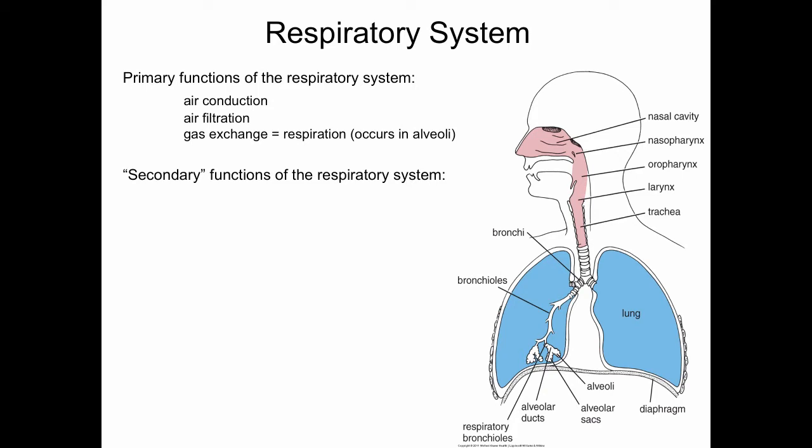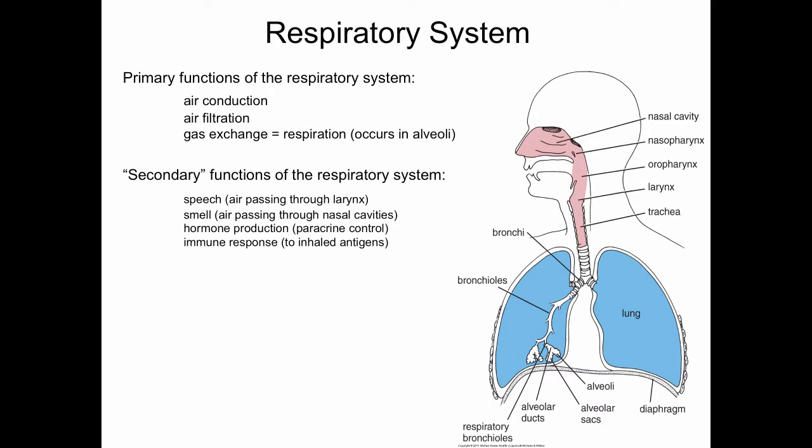There are some secondary functions to the respiratory system that we tend to not give much weight to, but if you think about them, they're obvious. The respiratory system is clearly important for speech as air passes through the larynx. It's important for smell as air passes through the nasal cavities. Cells in the respiratory system are involved in hormone production. That's mostly for paracrine control, and we'll leave that for discussions for you in physiology. And clearly cells in the respiratory system modulate immune responses to various inhaled antigens.